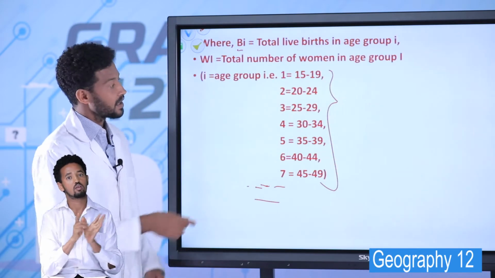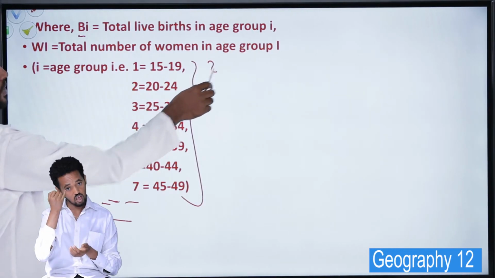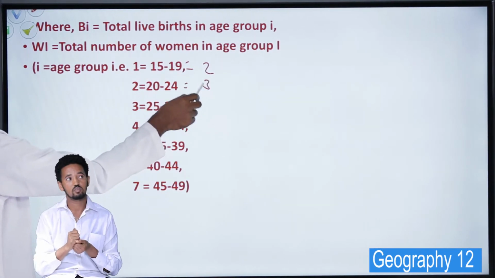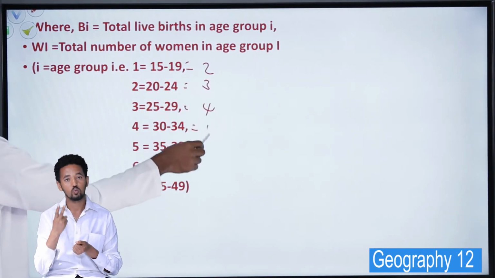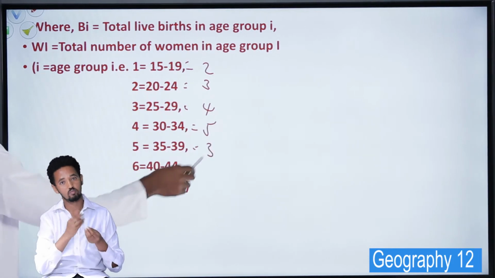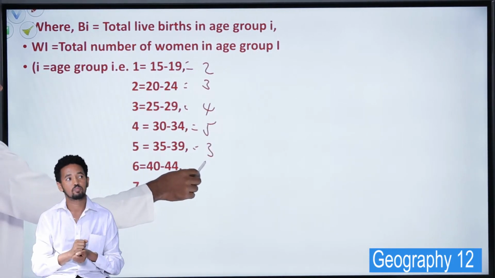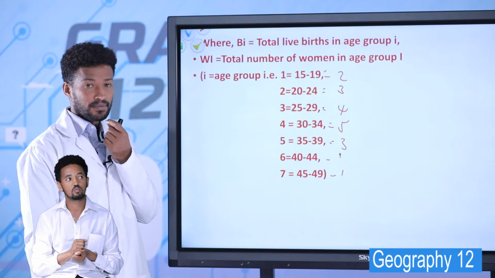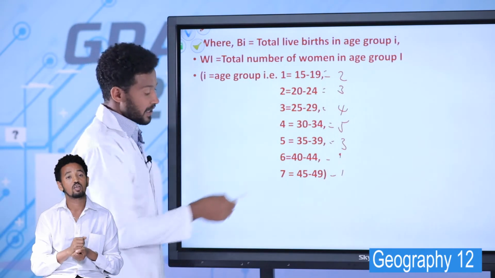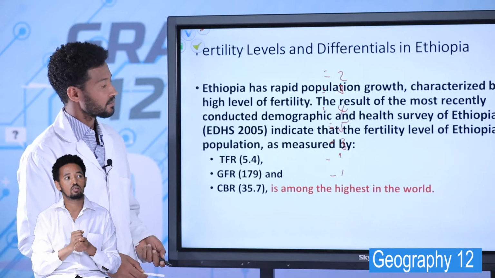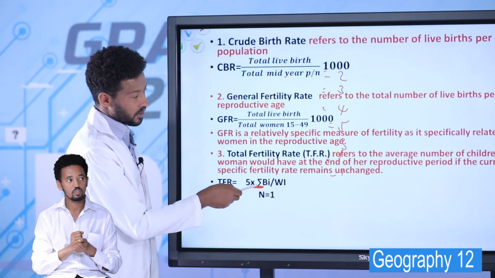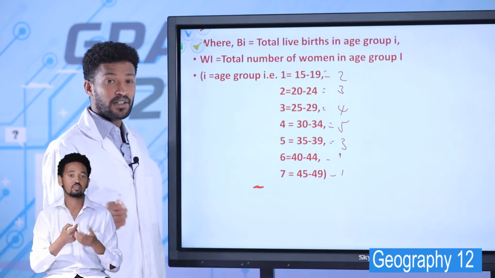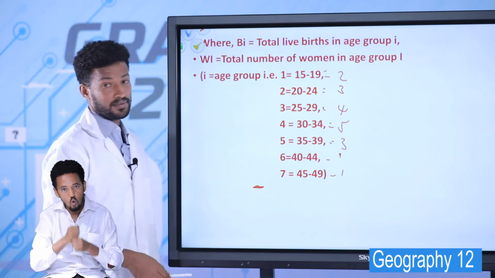For example, if births occurred here, 3, 4, 5, 3, maybe 1, 1. The summation shows you have to add all these age groups, or the number of births that occurred in all these age groups.